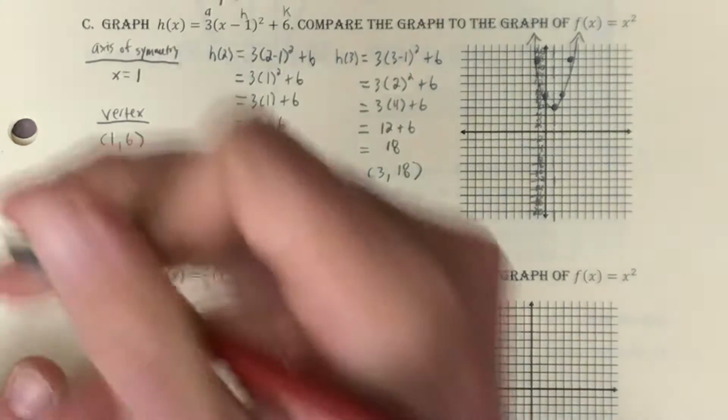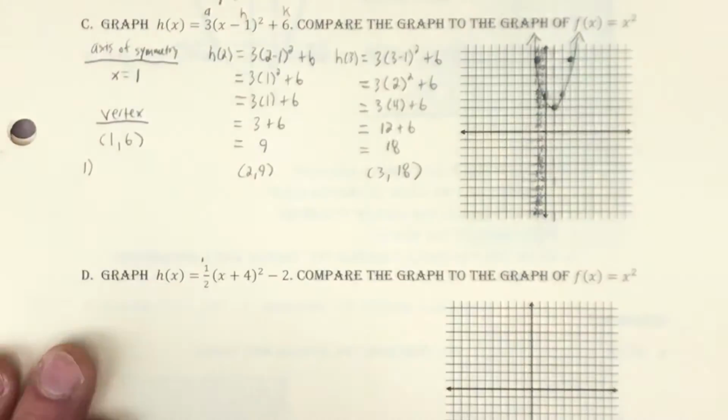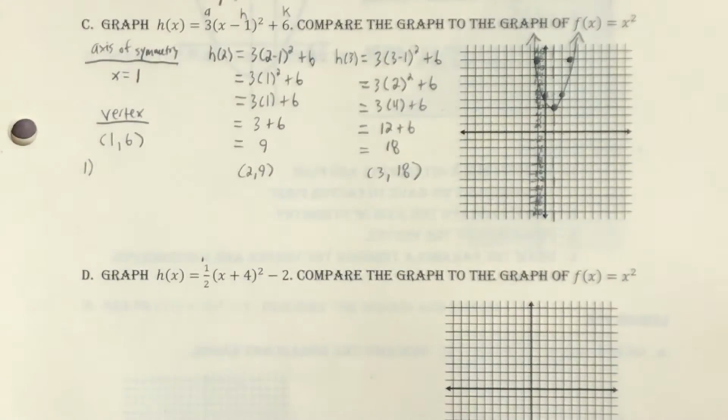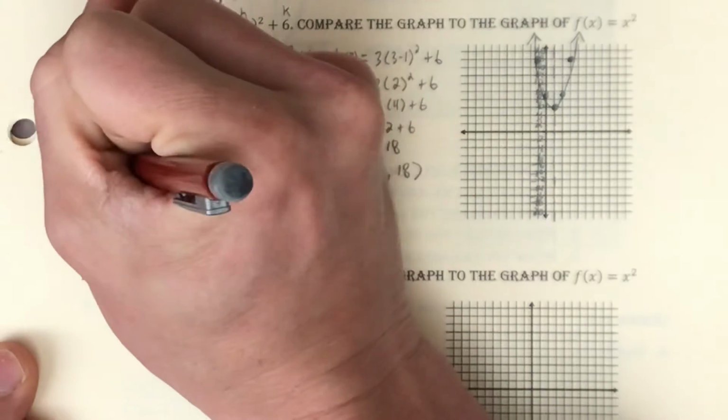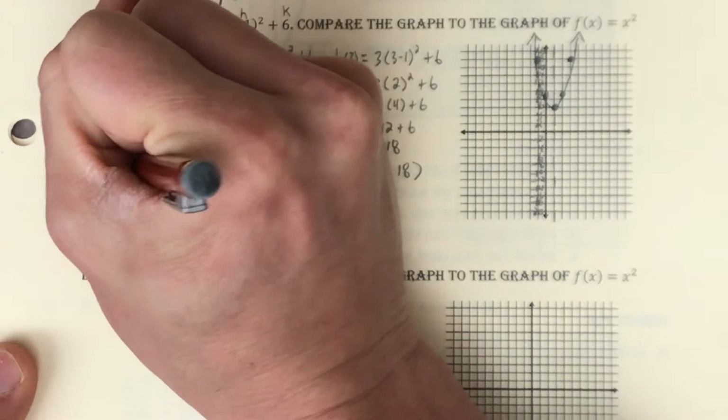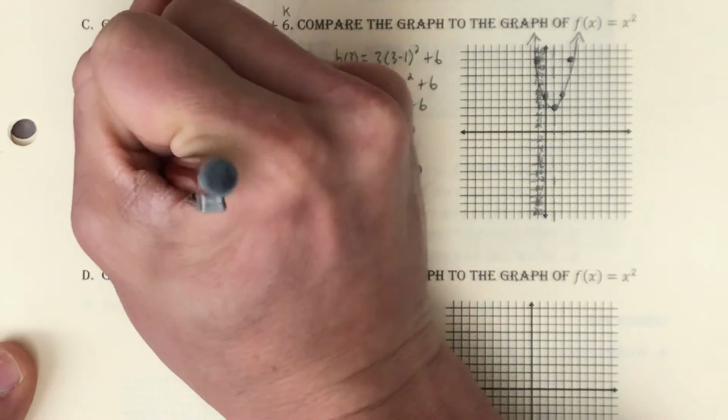So our comparison, 4 things. First one starts with the A. Did we have an A? Yes, we did. It was 3. 3 is bigger than 1, so that means we had a vertical stretch by 3.